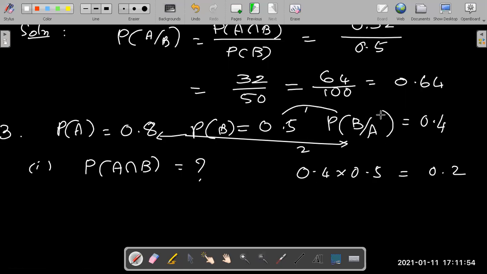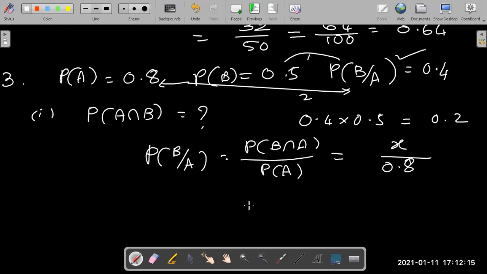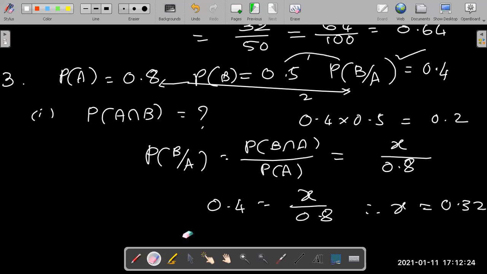Now let's look at the formula. Probability of B given A equals probability of B intersection A divided by probability of A. This we don't know, so we'll say X divided by probability of A, which is 0.8. So 0.4 equals X divided by 0.8. Therefore X is equal to 0.32. Yes, sir, that's the one.